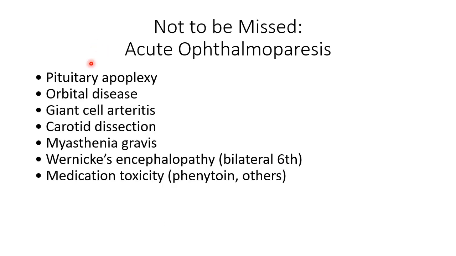Now it's important that you should always have a differential diagnosis for causes of an acute lack of eye movements in all directions, and this would be referred to as an acute ophthalmoparesis. This would include pituitary apoplexy, various orbital diseases, giant cell arteritis, due to ischemia to the nerves as well as the muscles. You'll have carotid dissection, again due to ischemia of the nerves, myasthenia gravis, Wernicke's encephalopathy, especially if there's bilateral signs and a history of malnutrition or alcohol intoxication, as well as medication toxicity, such as due to phenytoin and others.